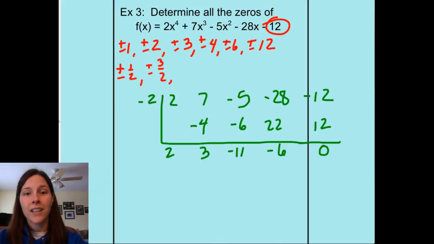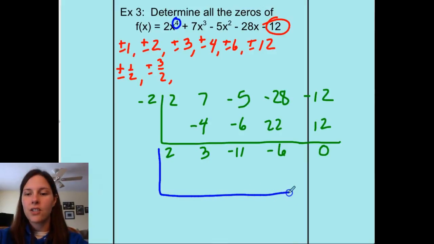Apparently, I am a great guesser because I did not try either one of these in advance. We got another remainder of 0, so that worked out as a factor. The result of this will be a cubic function. Remember, we're going to drop a power from the 4. So if I have 2x cubed plus 3x squared minus 11x minus 6, I cannot factor that by grouping. Looking at these numbers, 2 and 3 do not have a common factor, and neither do 11 and 6. So I'm going to need to take another guess.